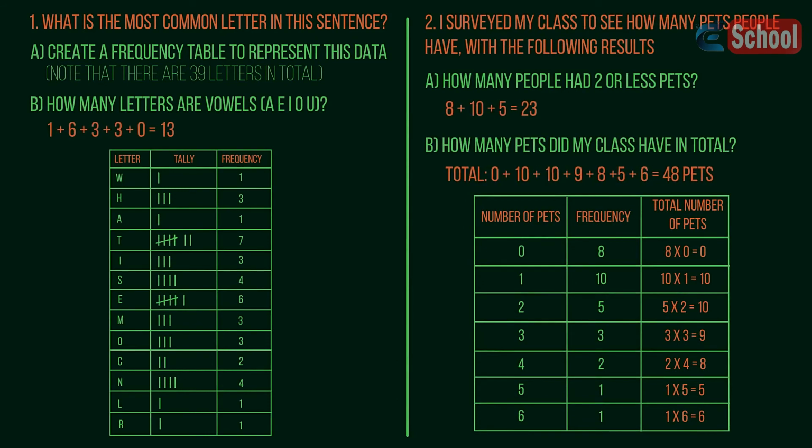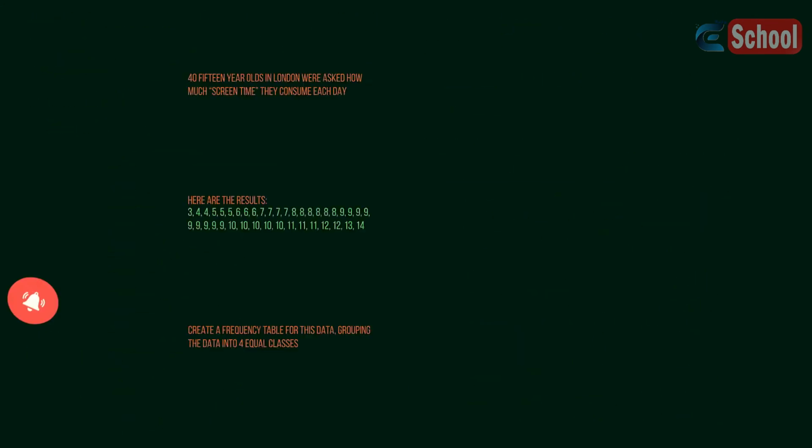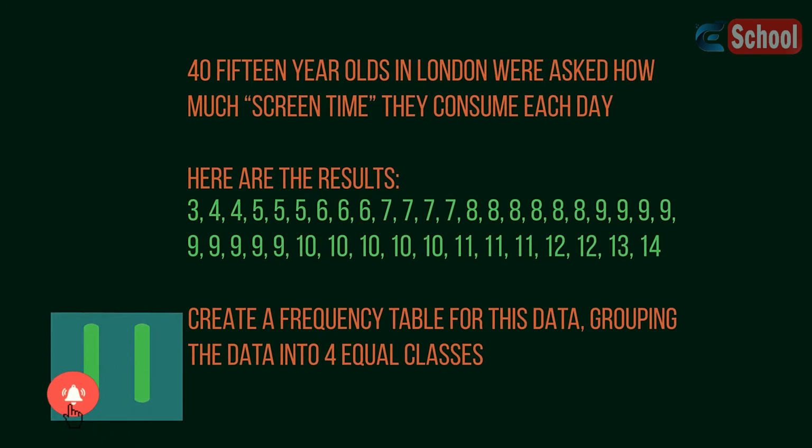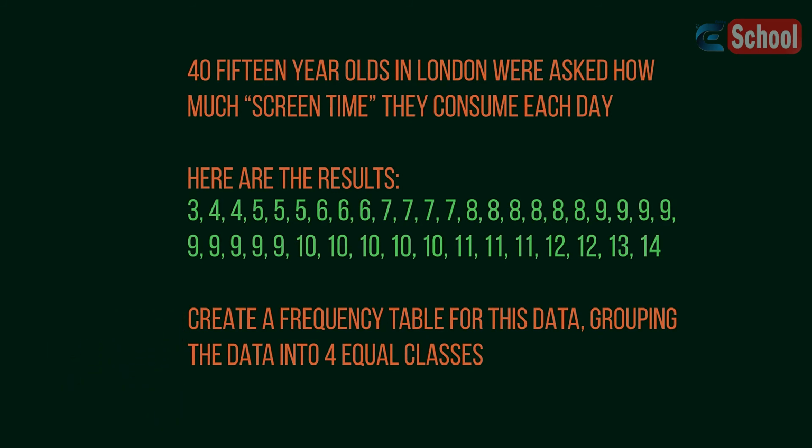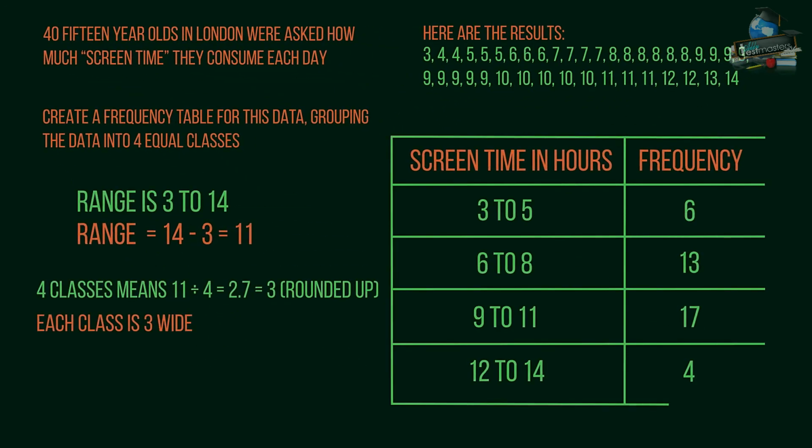How did you get on? One final question for you to do. Create 4 equal groups or classes for this data. Pause the video, work it out, and click play when you're ready. Did you get the groups right?